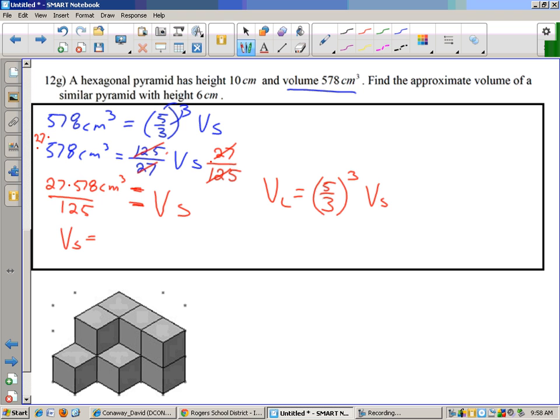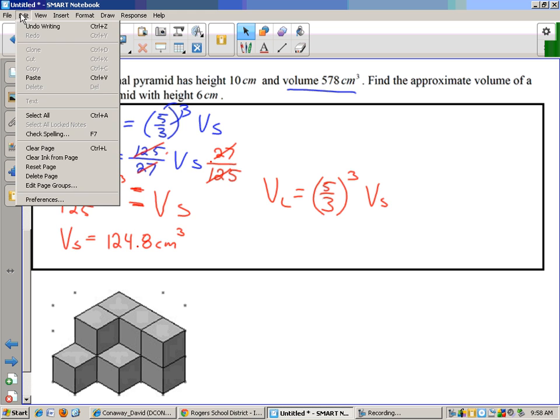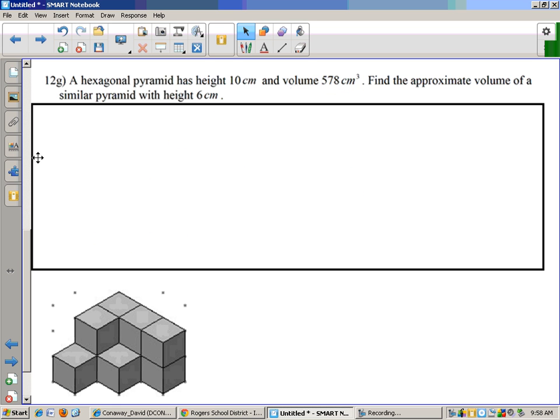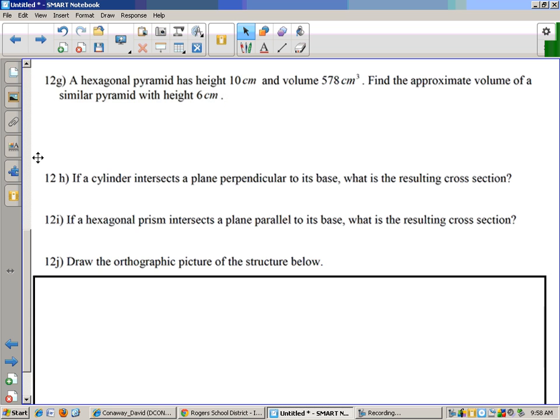Anybody got it in the calculator? Just tell me what it is. Anybody corroborate that? 27 times 578 divided by 125. Anybody got that? Somebody double check that. All right, we're going to go with it if nobody's going to double check it. Good? Okay, it was right.